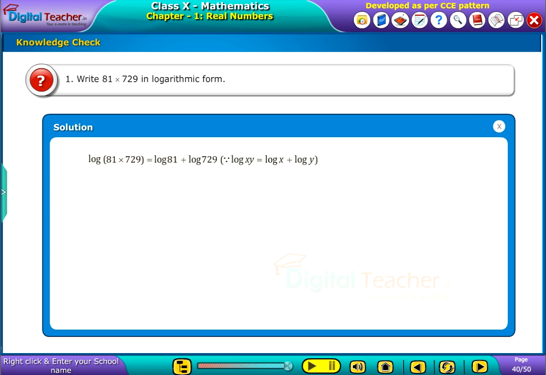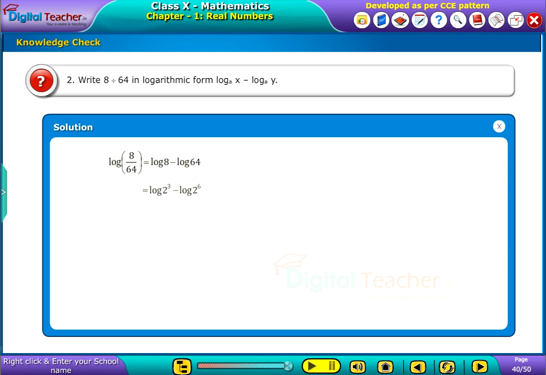Since the given expression is in the form of log xy equal to log x plus log y, we can write it as shown on screen. Since log x by y is equal to log x minus log y, we write it as shown on screen.